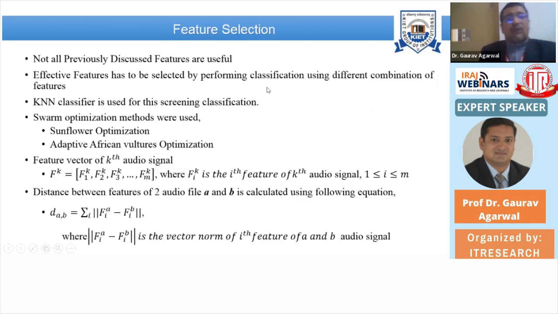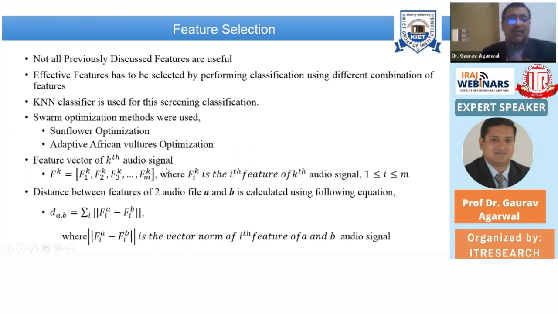Now, whatever features we have extracted, it's not always necessary that all the extracted features are equally important to us. So to select the important features, we apply an optimization method that we call sunflower optimization. Let us say I'm expecting m features, then each feature is represented as f1k, f2k till fmk.